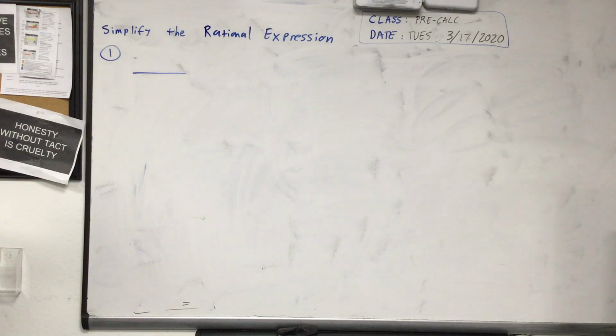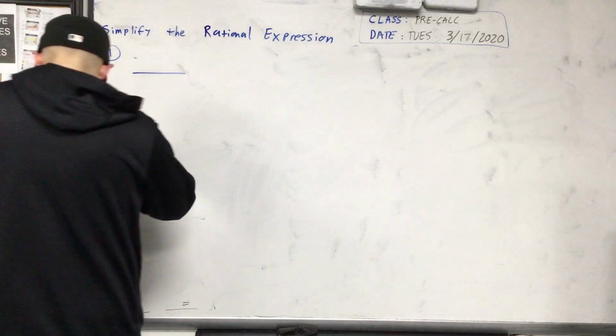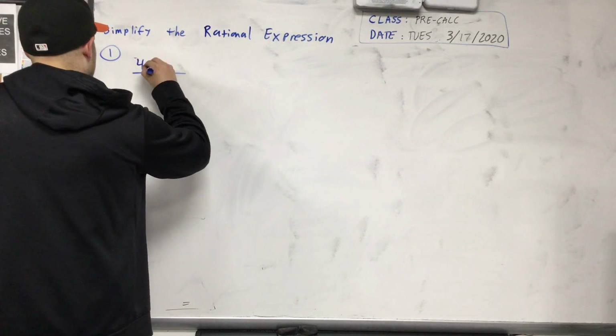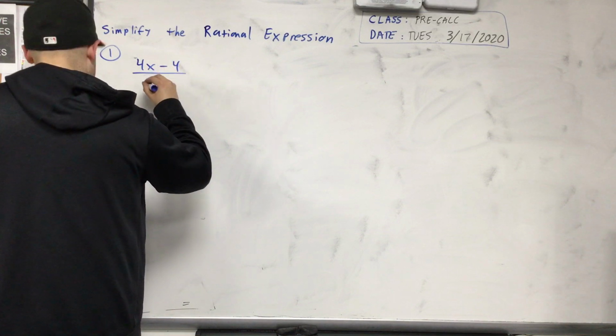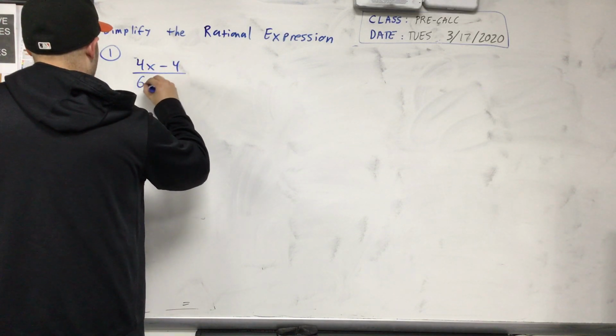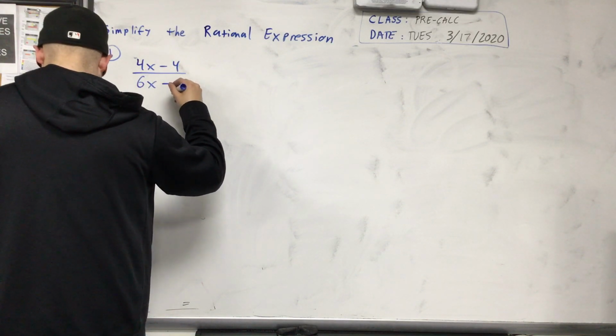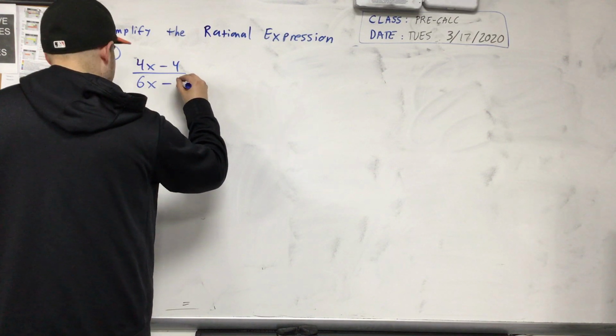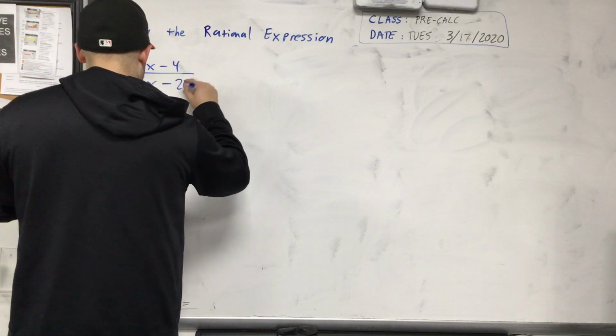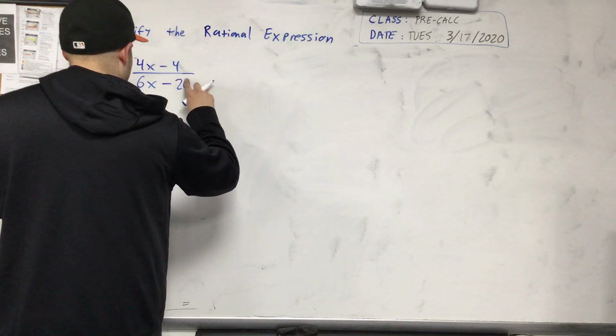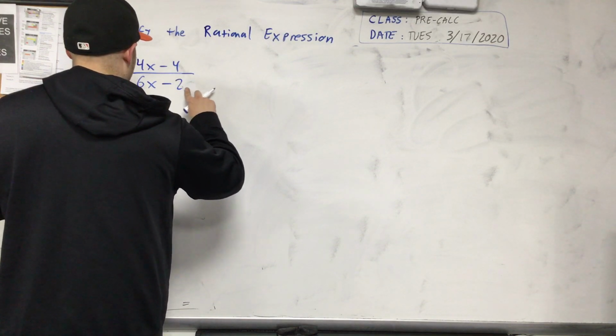Let's take, for example, 4x minus 4 over 6x minus 20.